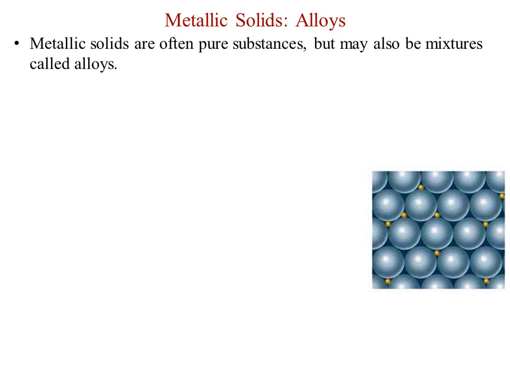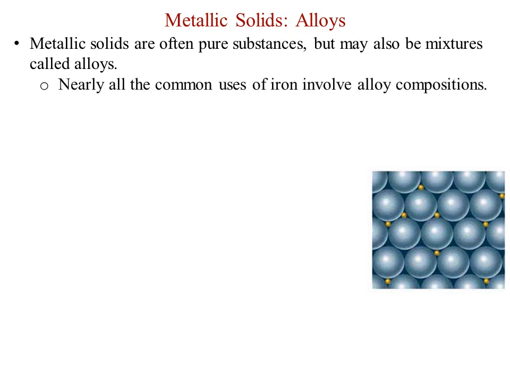Now metallic solids are usually soft. They're usually pure substances, but they don't have the properties that we need them to have to make stuff. So we mix them with other metals and we make them harder and less malleable in some cases, and these are called alloys. So if you mix two solids together, you get an alloy. Now nearly all the common uses of iron involve alloy compositions.